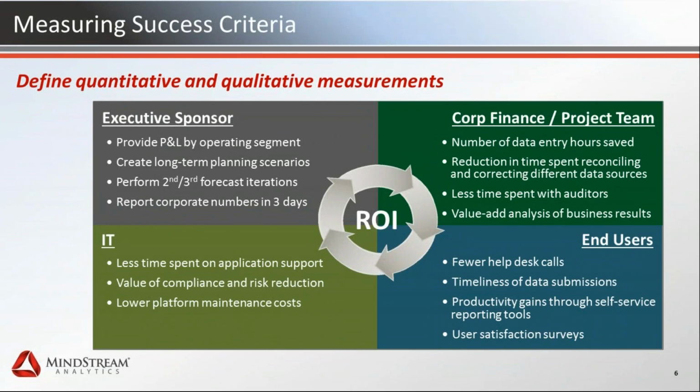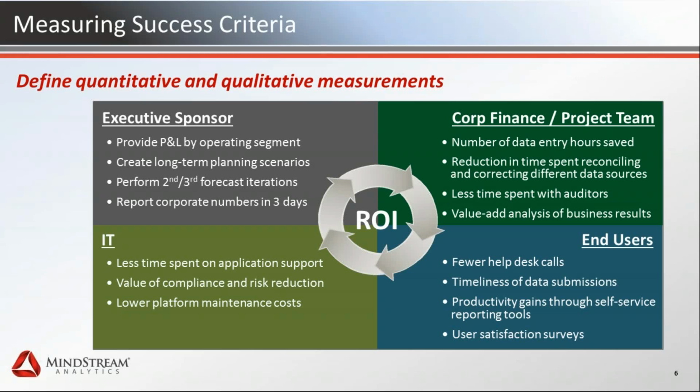When you define your success criteria, you need to keep each of those audiences in mind, and you need to measure things that are going to be important to them. For example, your executive sponsor who wants better visibility into operating results, well, what does that mean? How do you know if you'll achieve that? Oh, if they can get a P&L by operating segment to supplement the P&L by legal entity, that is their measurement of success. Great.